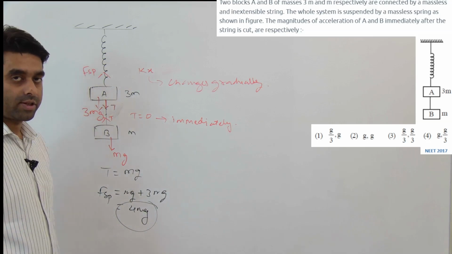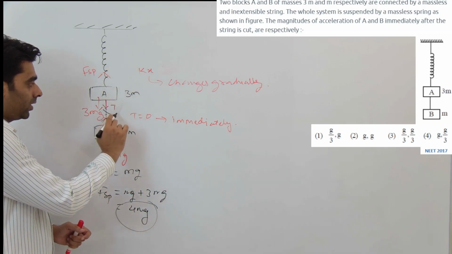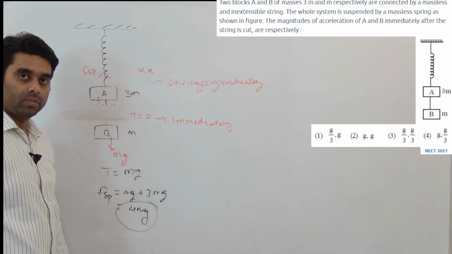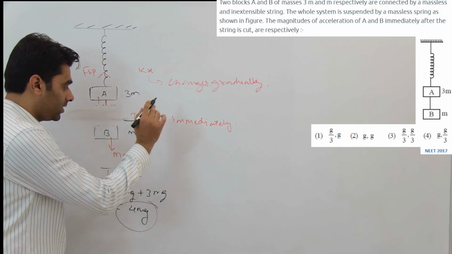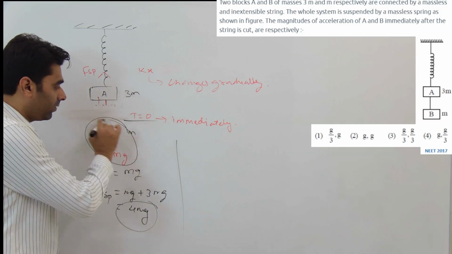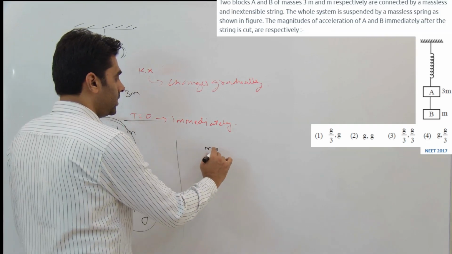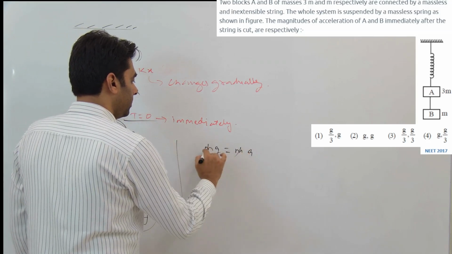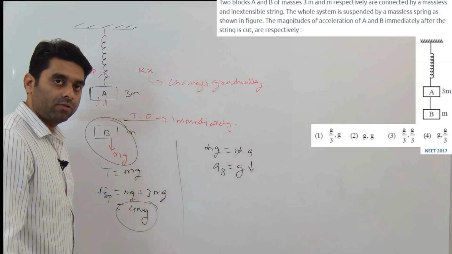Now see the interesting thing. As you cut this, what will happen? This goes away. There is no string now, so tension is 0. So on block B, only one force is acting, which is mg. And due to this, mg is equal to mass of B, m, into a. That implies the acceleration of B will be g downward.